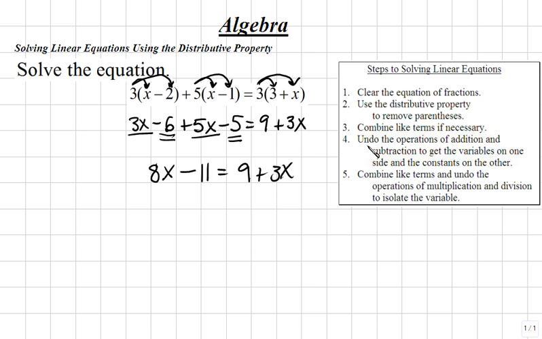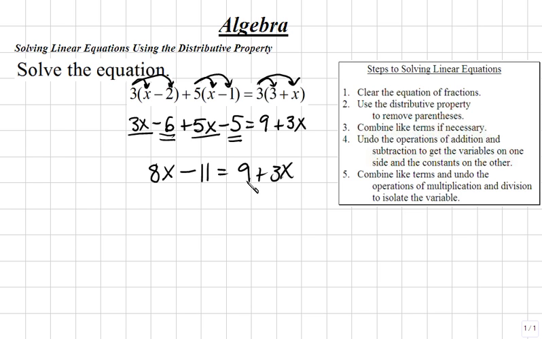For our fourth step, we'll undo the operations of addition and subtraction to get the expressions with variables on one side and the expressions with constants on the other. So we see that we have expressions with variables on both sides, such as 8x or 3x, and we have expressions with numbers or constants on both sides, such as negative 11 and positive 9.